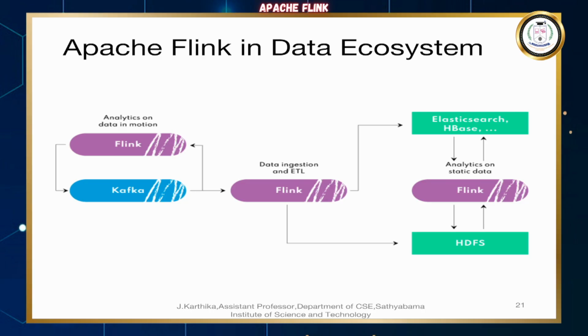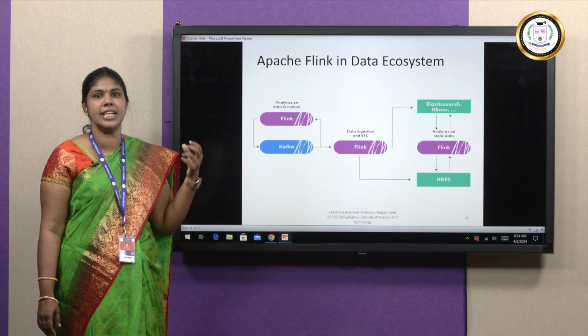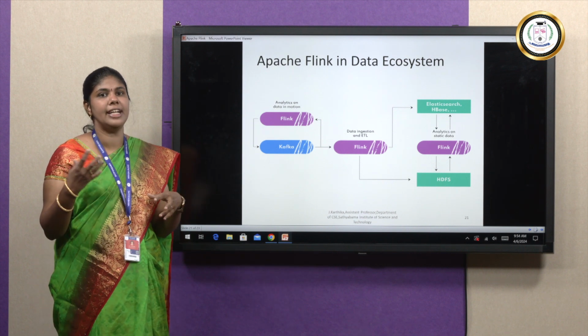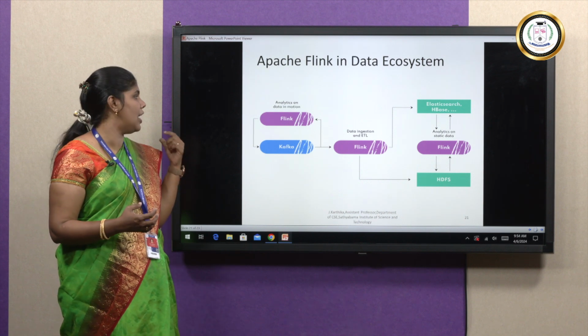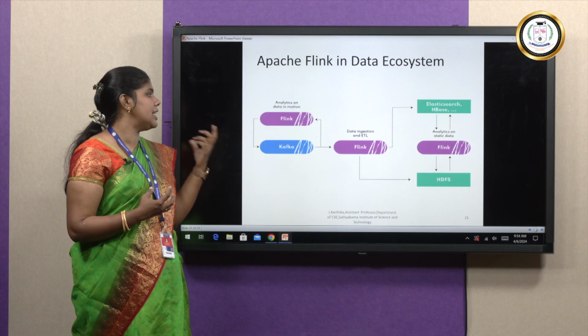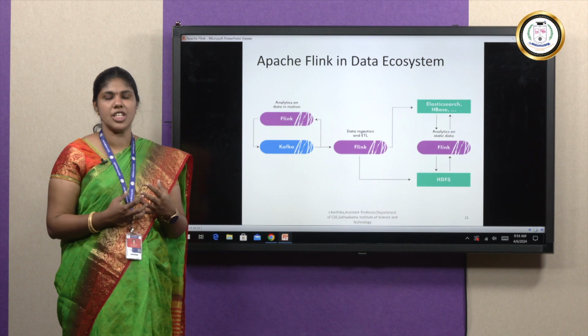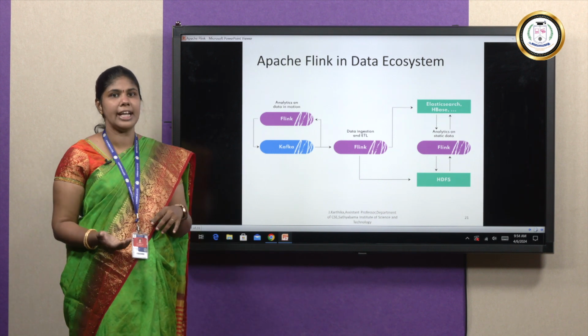And then you have HBase and HDFS. Here it is analytics on static data. Static data means discrete data, that is, data at rest. So here we will be dealing with discrete data, and there we will be dealing with continuous data. Flink and Kafka deal with continuous data, HBase and HDFS deal with static data, and all the data will be ingested and processed by your ETL jobs. So this is Apache Flink in your data ecosystem.